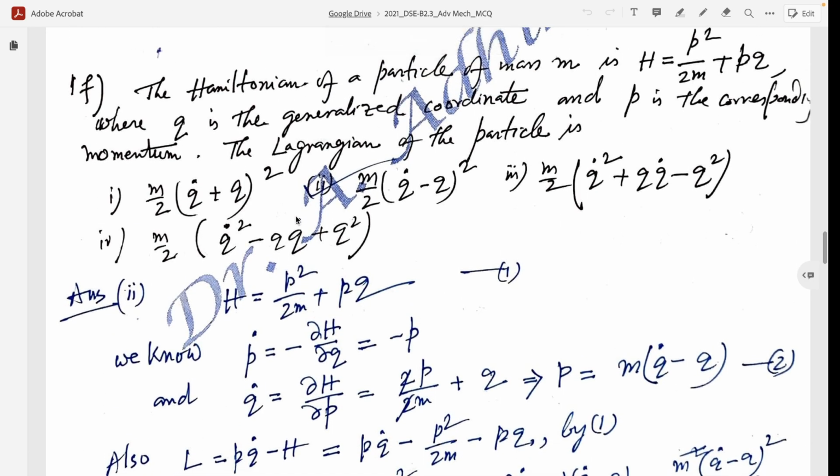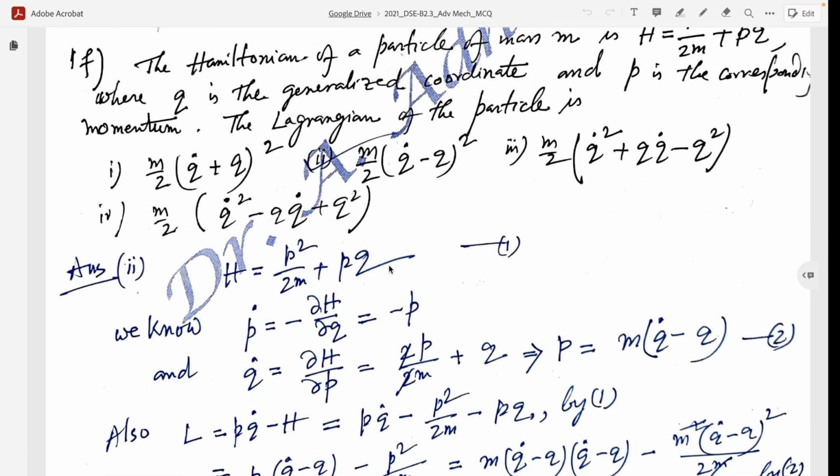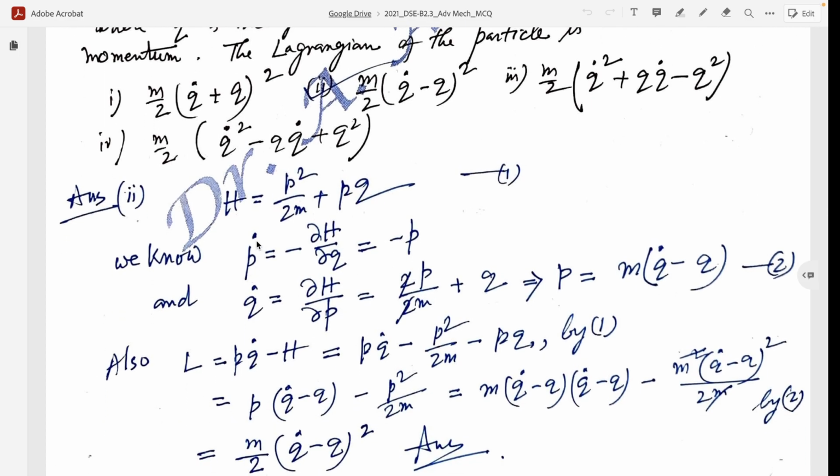Here, the Hamiltonian H equals p squared by twice m plus p times q. Also, you know that p dot, that is dp/dt, equals minus del H del q, which from equation 1 gives minus p. And q dot, that is dq/dt, equals del H del p, and from equation 1 del H del p gives twice p by twice m, equal to this. So we get p equals m times (q dot minus q).